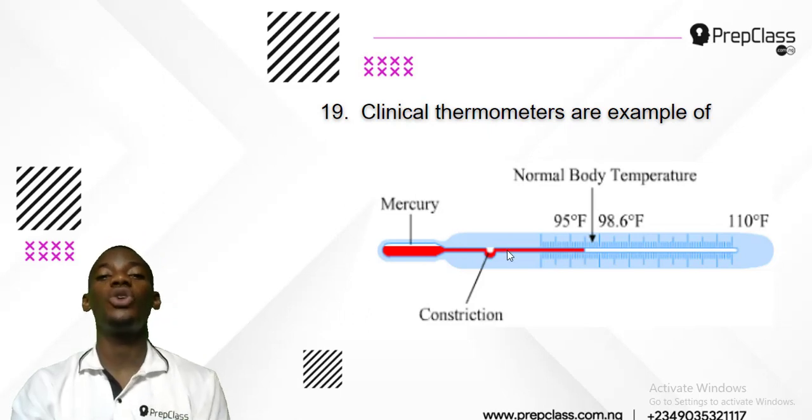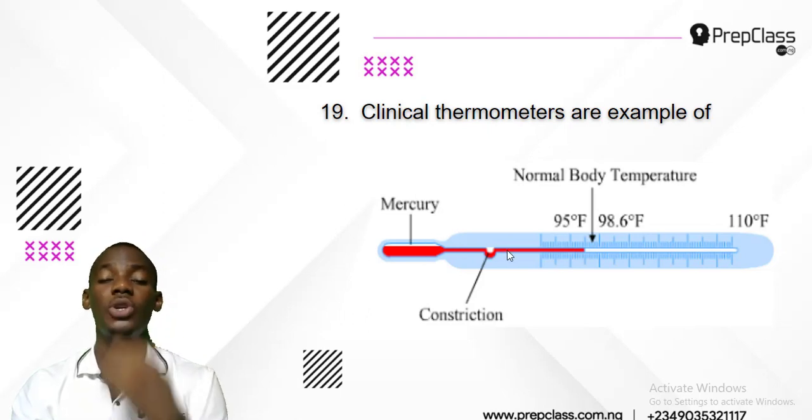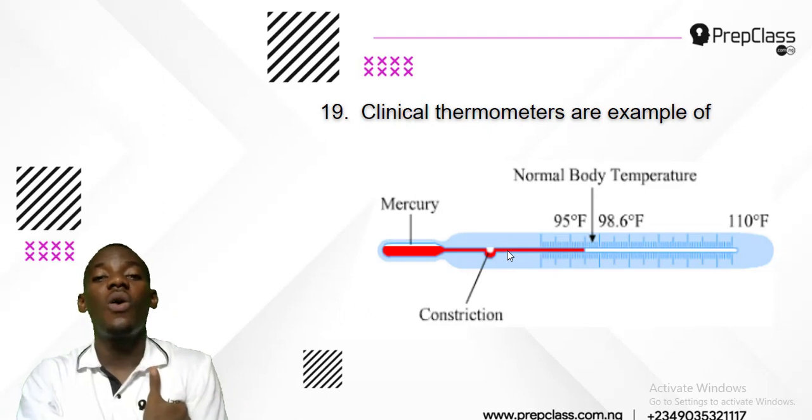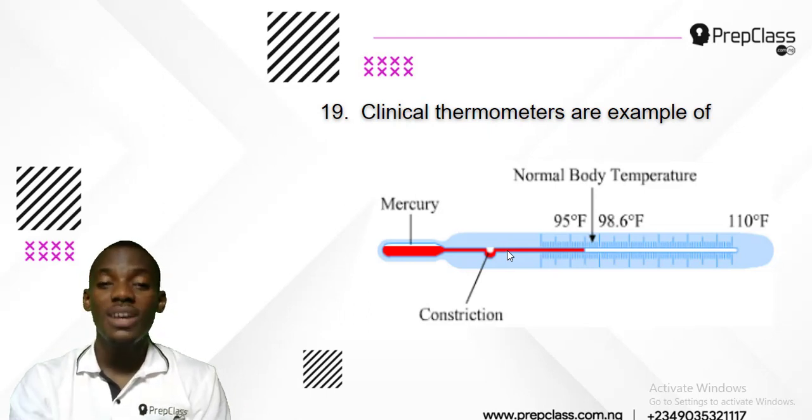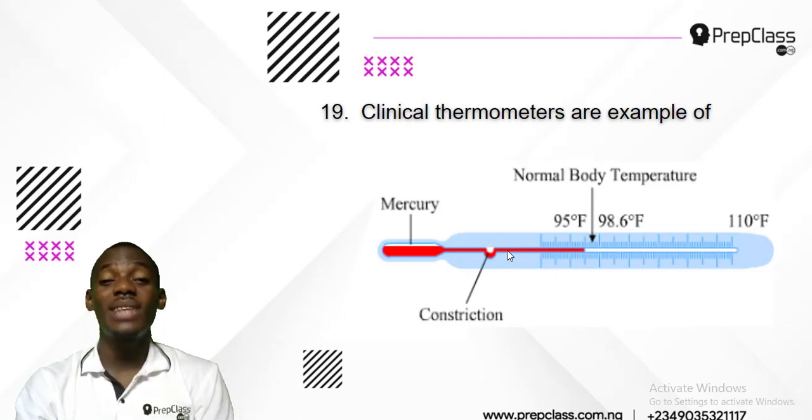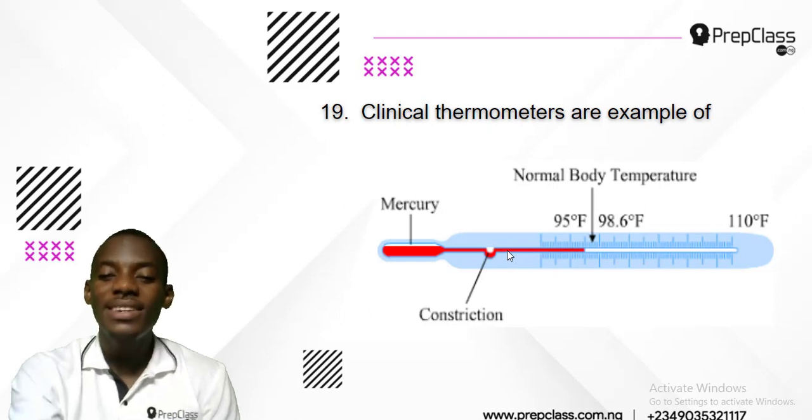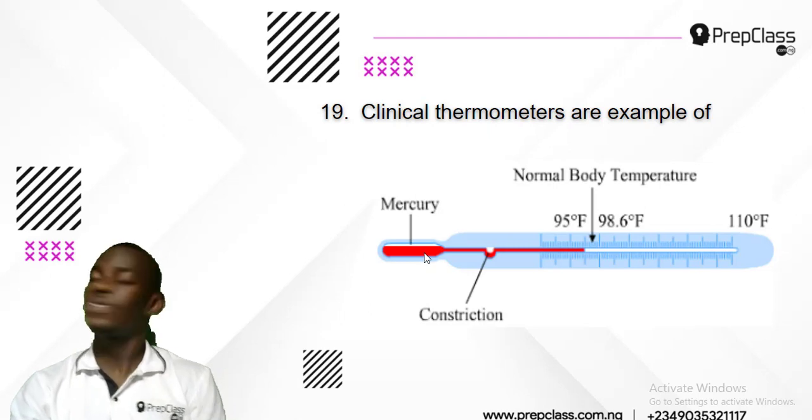So they can put it under your tongue to check your temperature, or put it in your armpit, or if you are a baby, they will put it in your butt, and that is the way they check your temperature in the clinic. But the thermometer is a mercury thermometer because mercury is the best and the easiest.